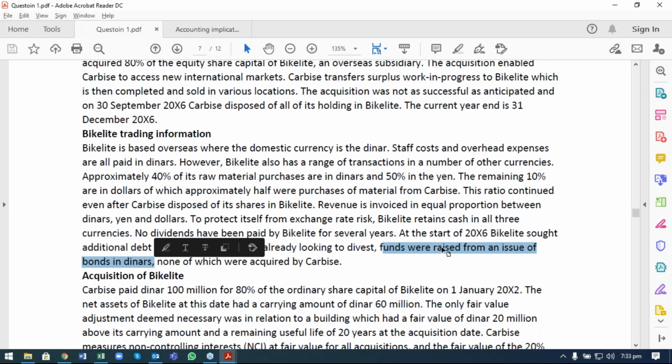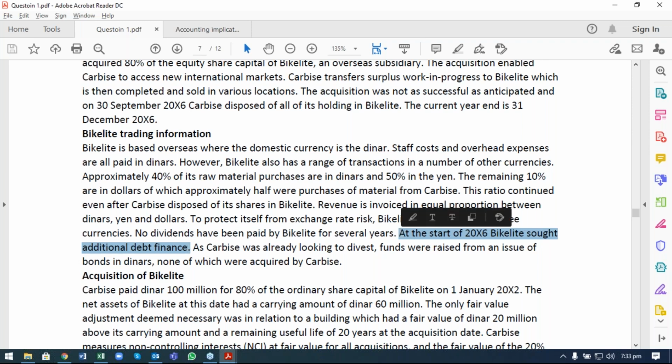So Backlight issued debt instruments, debt finance, to third parties. Out of these debt instruments, none was purchased by Carbise, and all the finance raised by Backlight was in dinars. You can see here that the funds raised from an issue of bonds are in dinars.